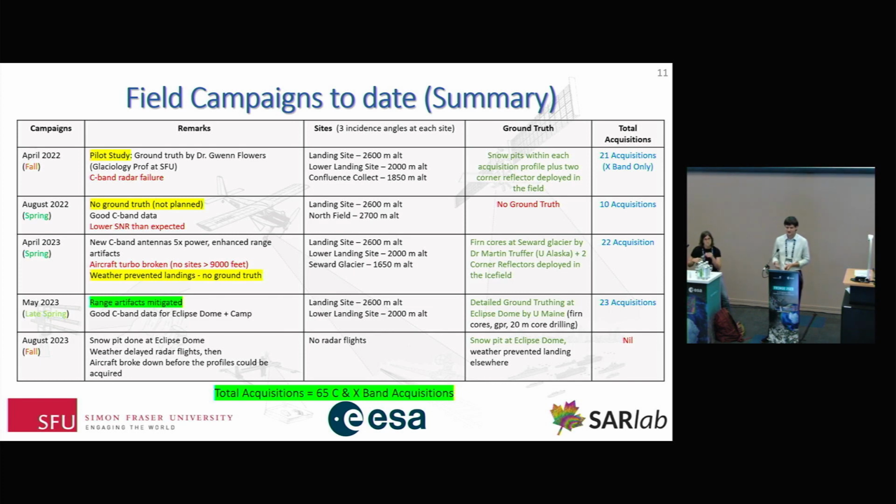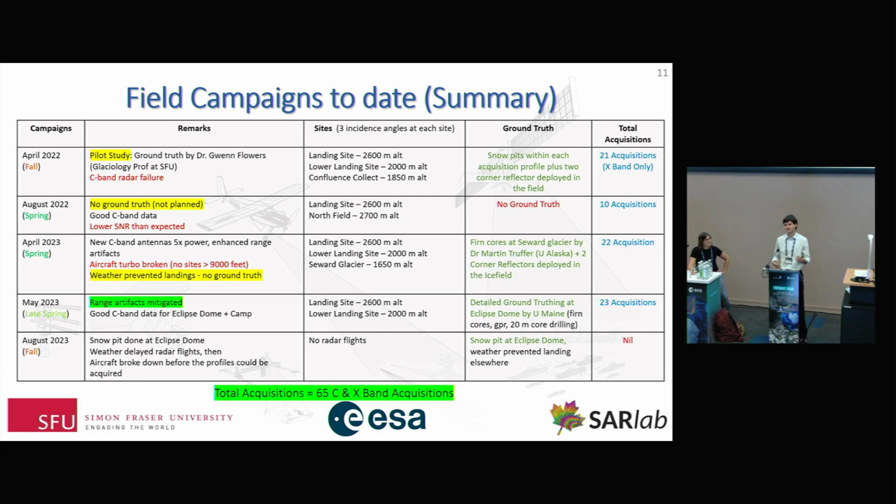We tried again after fixing the radar in August 2022 without ground truth for de-risking purposes. We were able to gather good C-band data, but we had lower SNR than we expected. Further investigation revealed antenna problems. We fixed those antenna problems, went back in April 2023 with the new antennas that could deliver 5 times more power onto the scene. And then the aircraft engine broke.